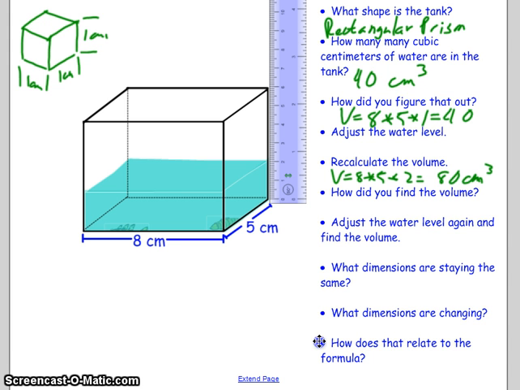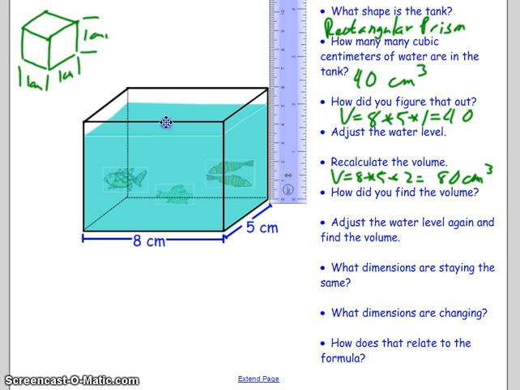If we adjust the water level again, let's bring it up to, let's say 5 centimeters. Oh, look at the fishies. That's a funny looking fish. Okay, if we bring it up to 5 centimeters, we find the volume. 8 times 5 times 5. 40 times 5 is 200 cubic centimeters.